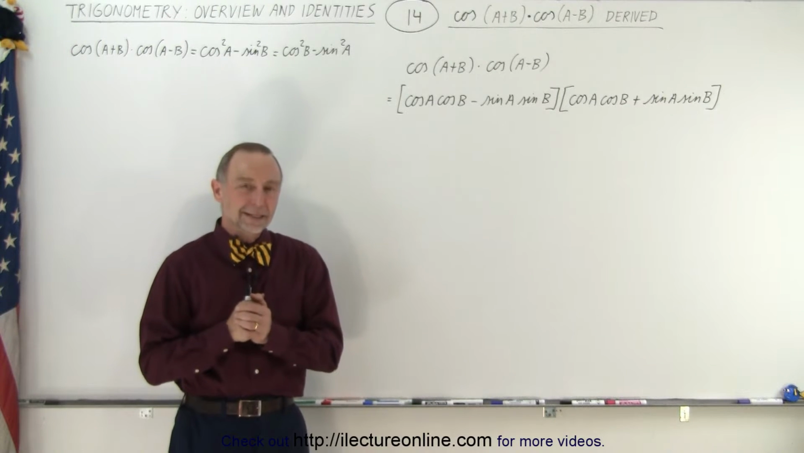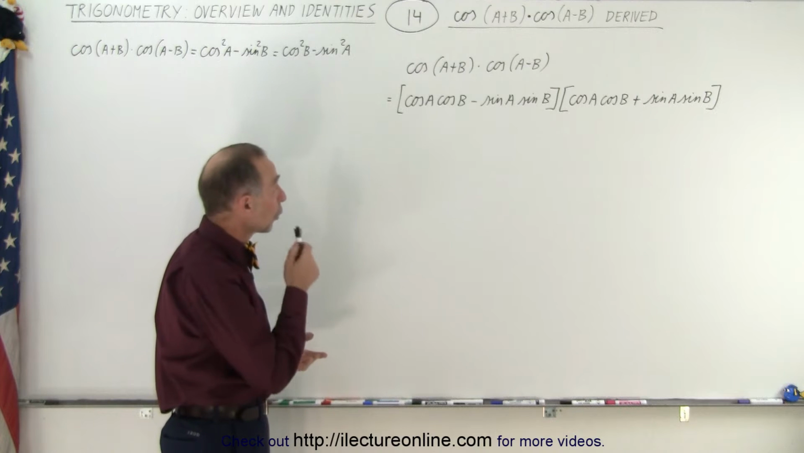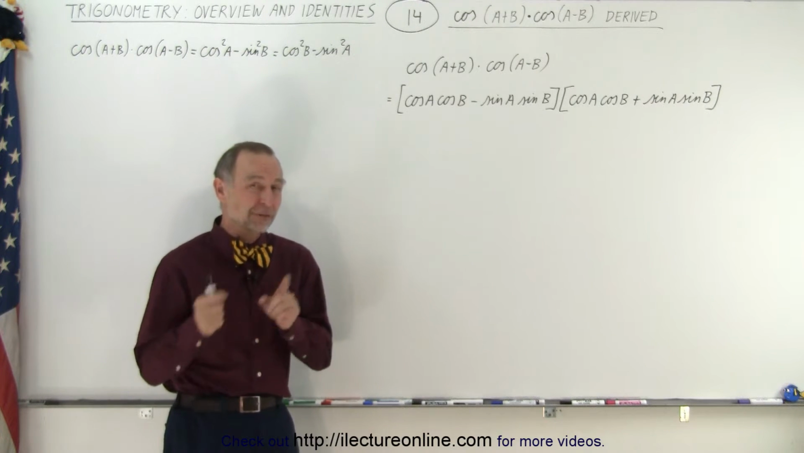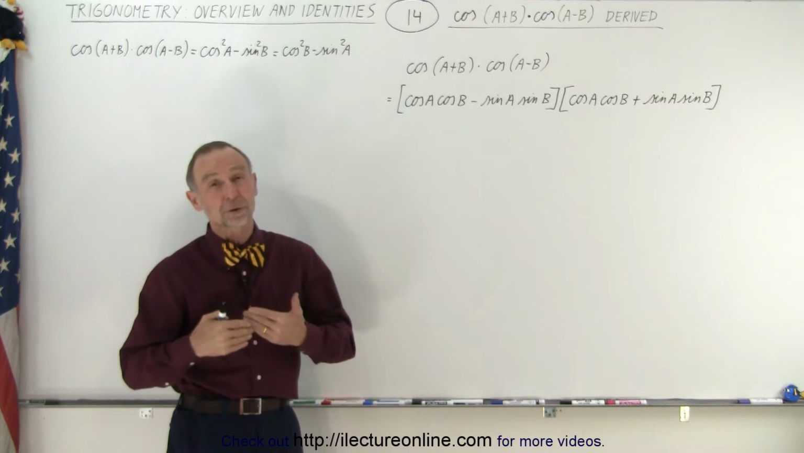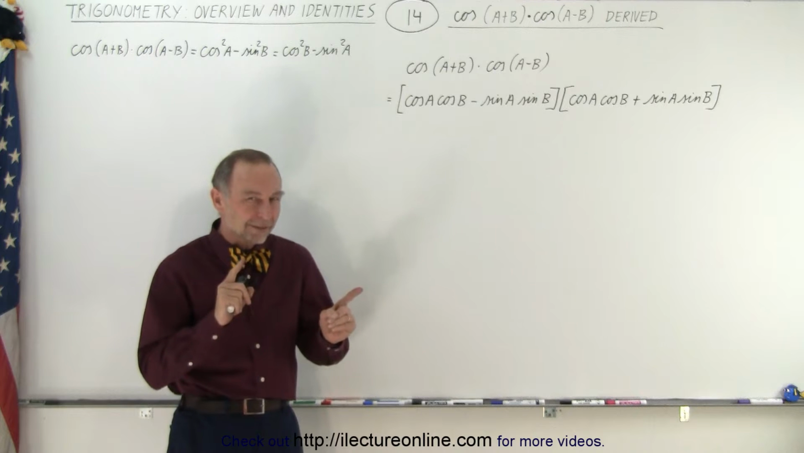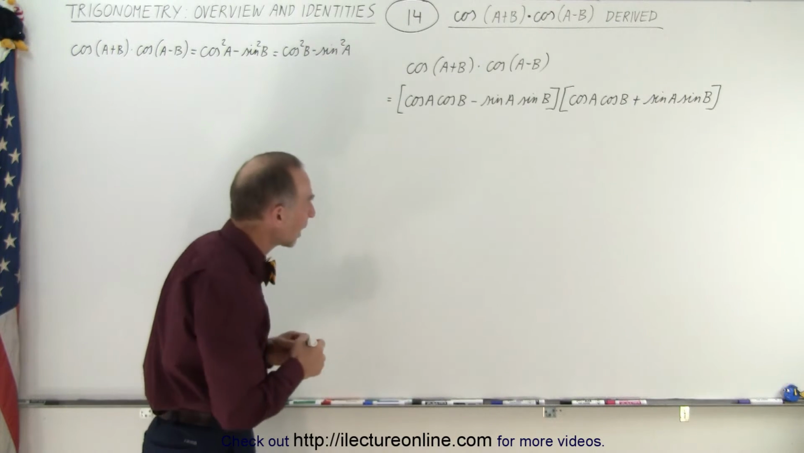Welcome to iLecture Online. In this video, we're going to show you how to derive the identity for the cosine of the sum of two angles times the cosine of the difference of two angles. In the previous video, we did the sine. Here, we're going to do the cosine. The method is roughly the same, but it's slightly different. There's a different trick to it. So here, let's pay attention to see how that's done.